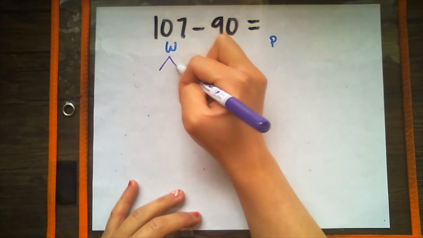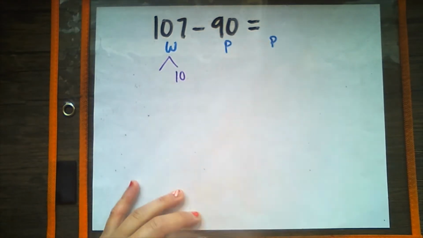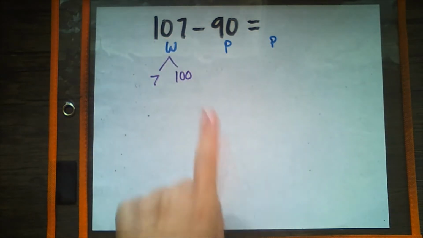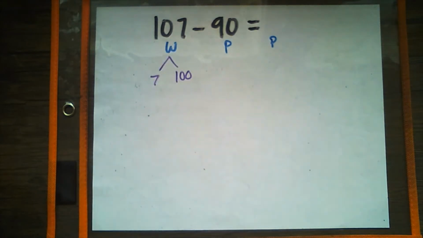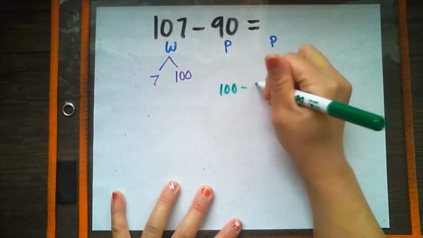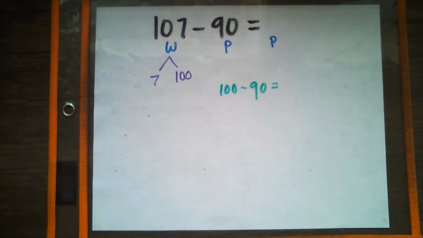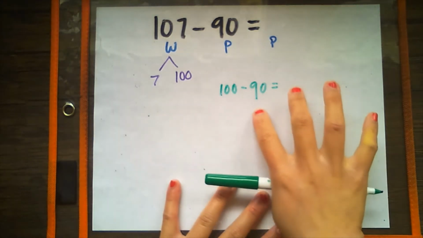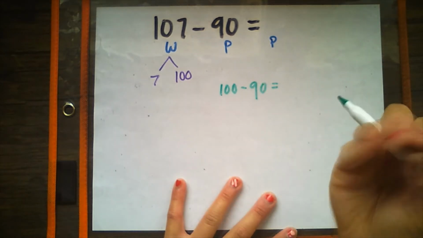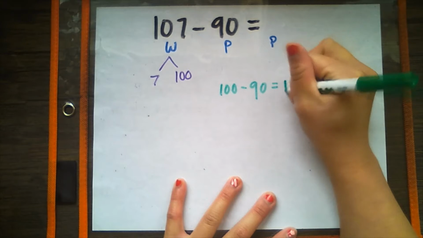Think of the number sentence. 107 equals 107, or 100 plus 7 equals 107. Now we can make an easier problem and subtract from the 100. What is 100 minus 90? Yep, 90 plus 10 is 100. So the answer is 10 because 100 minus 90 equals 10.